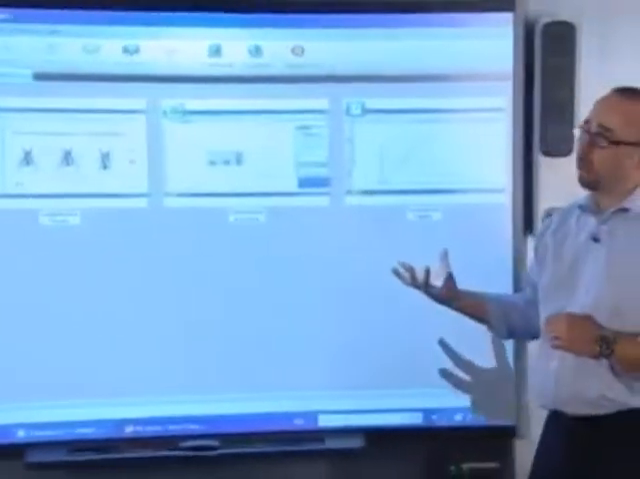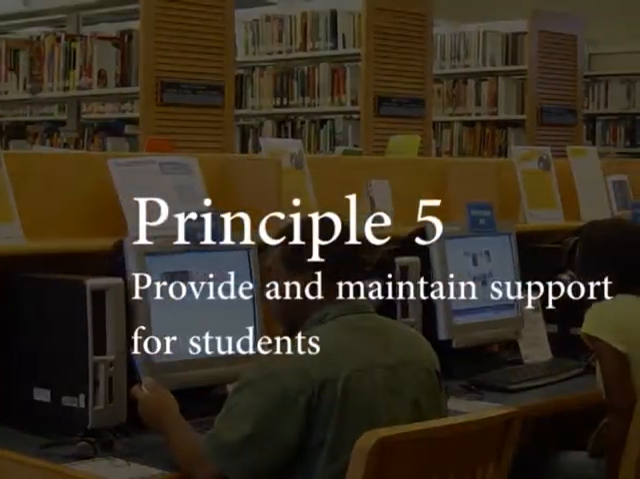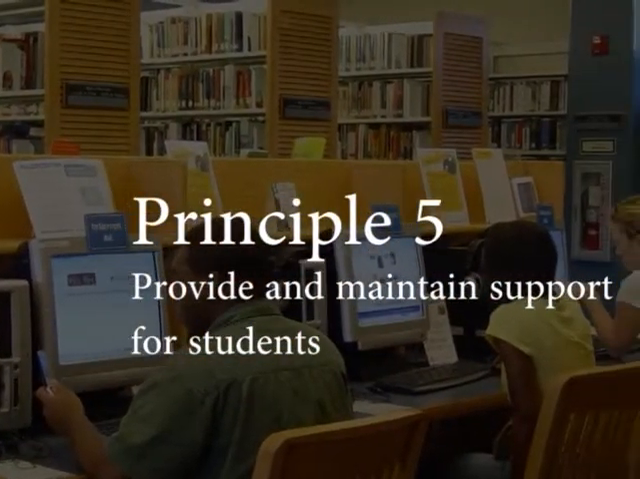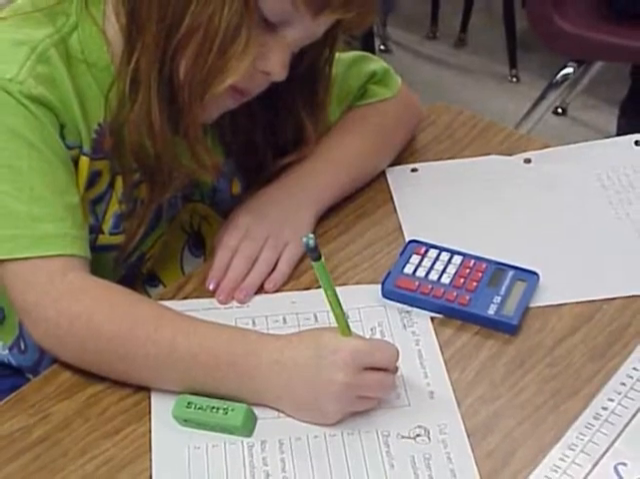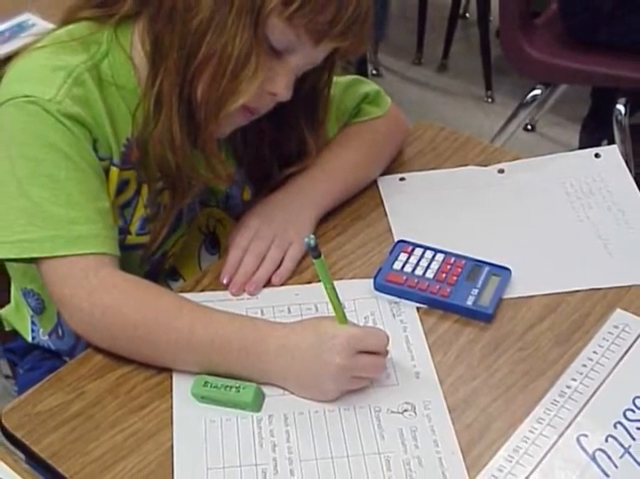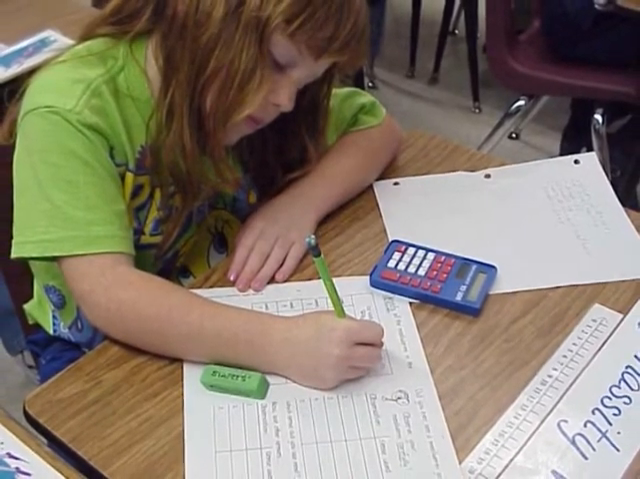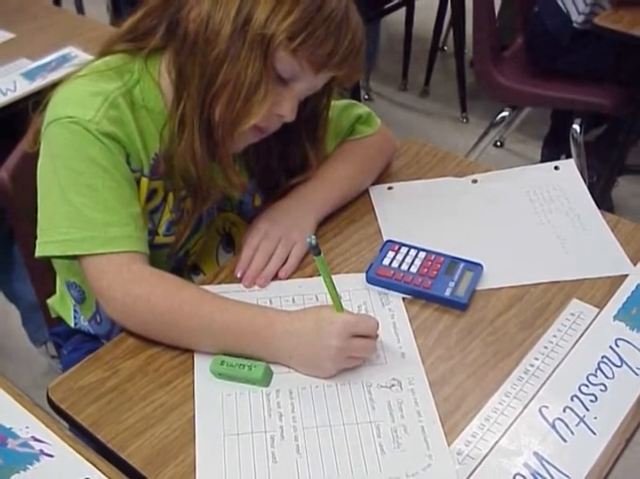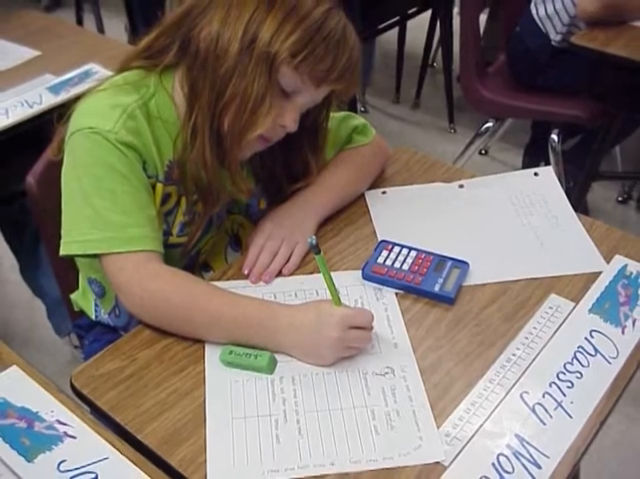assistance when needed. Principle 5. Provide and maintain support for students. The institution may support the student. Students must have access to resources to support their efforts and to assure them that they will be able to meet their class obligations without undue stress.